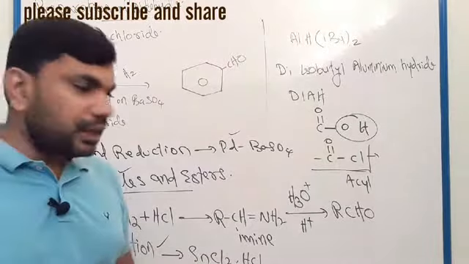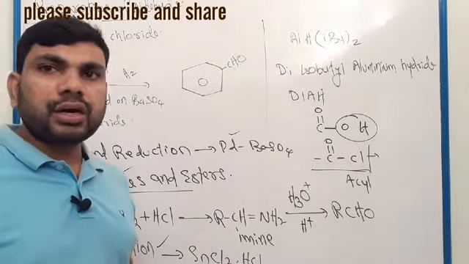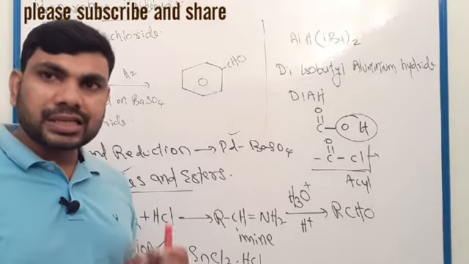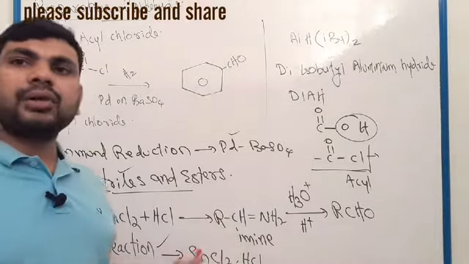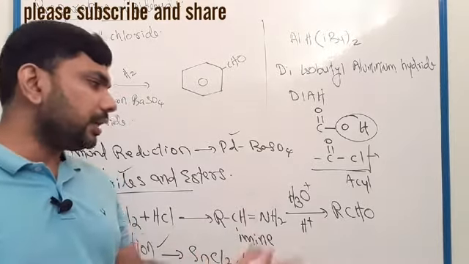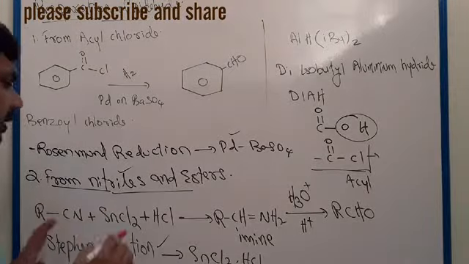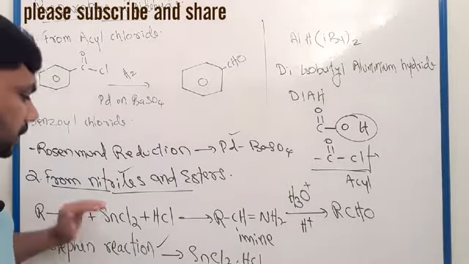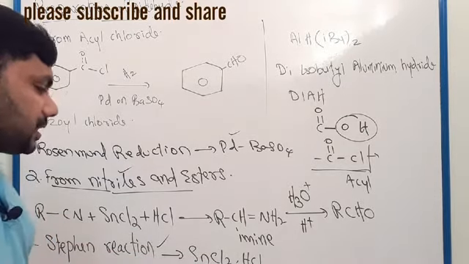So here we discuss Stephen reaction. Stephen reaction means nitriles after treating with SnCl2 and HCl form imine. Imine after hydrolysis changes to aldehyde. This is Stephen reaction, which takes place in the presence of SnCl2 and HCl.